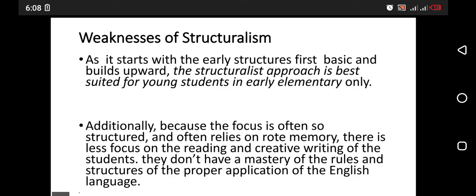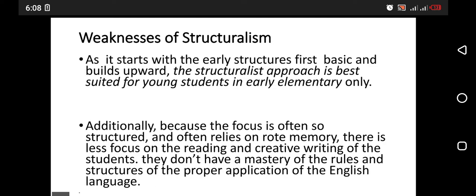Secondly, because the focus is so structured, it often relies on rote memory, meaning vocabulary is taught to the students, and the students are asked to memorize, and they need to memorize the structure of the words and sentences. So creative writing and reading is greatly ignored in this method.